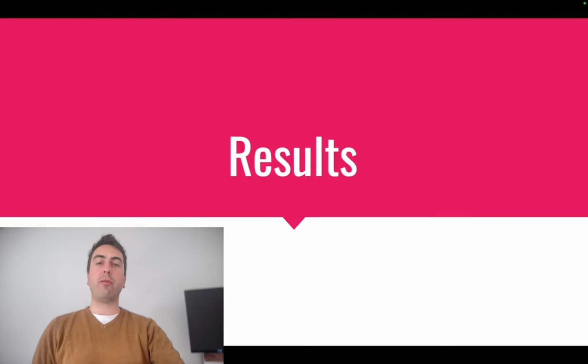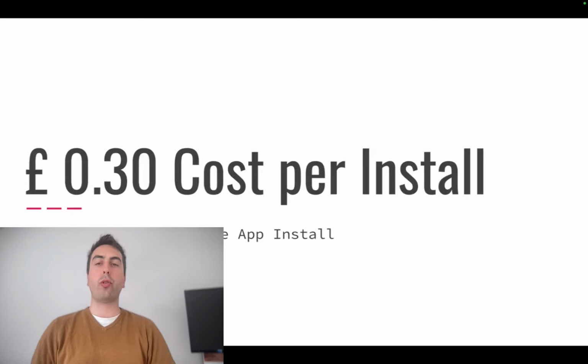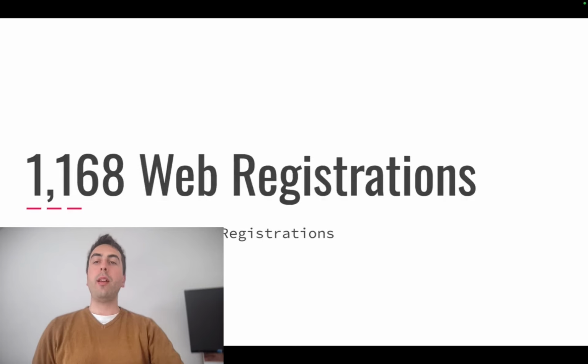Right, now let's take a look at the results here. So we saw 2,490 app installs at a cost of £0.3 per install. So that's a really amazing cost. Now, just to mention though, that for Google Ads app install campaigns, you always get a higher volume with a very low cost, but the quality of these installs isn't that good, but usually the volume sort of makes up for that. Now, we also saw 1,168 web registrations.